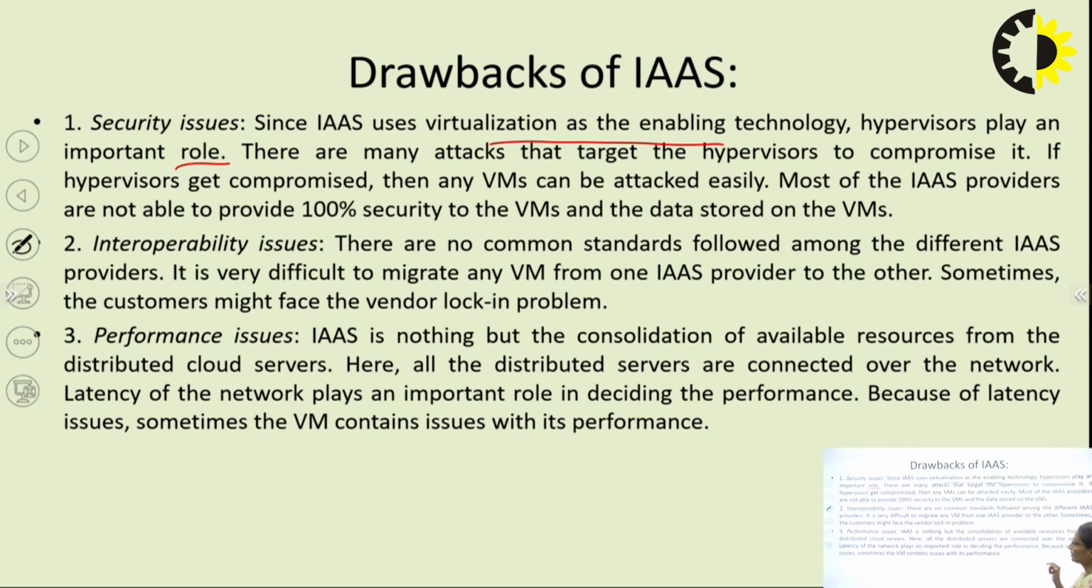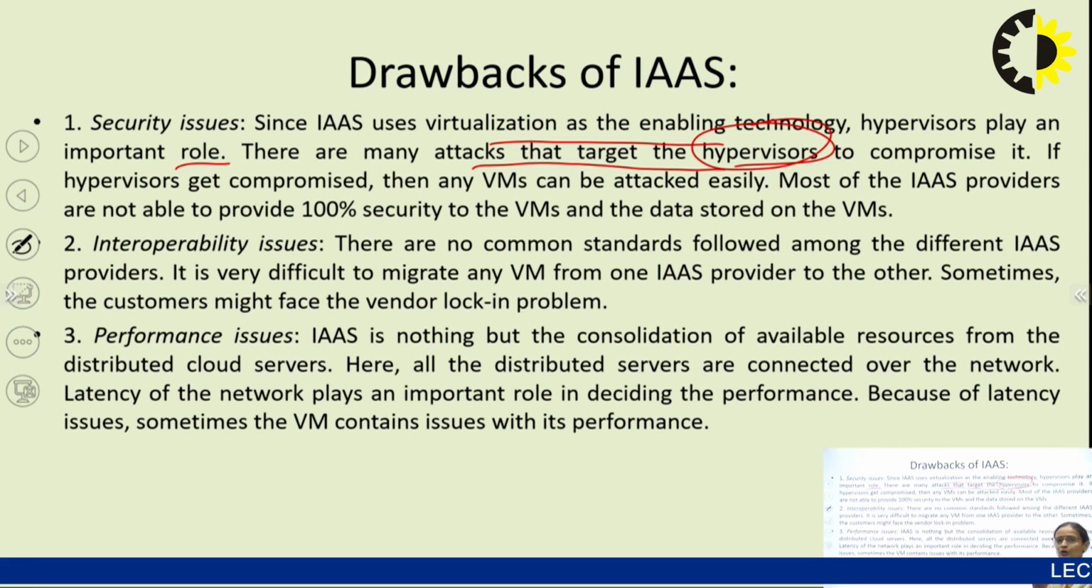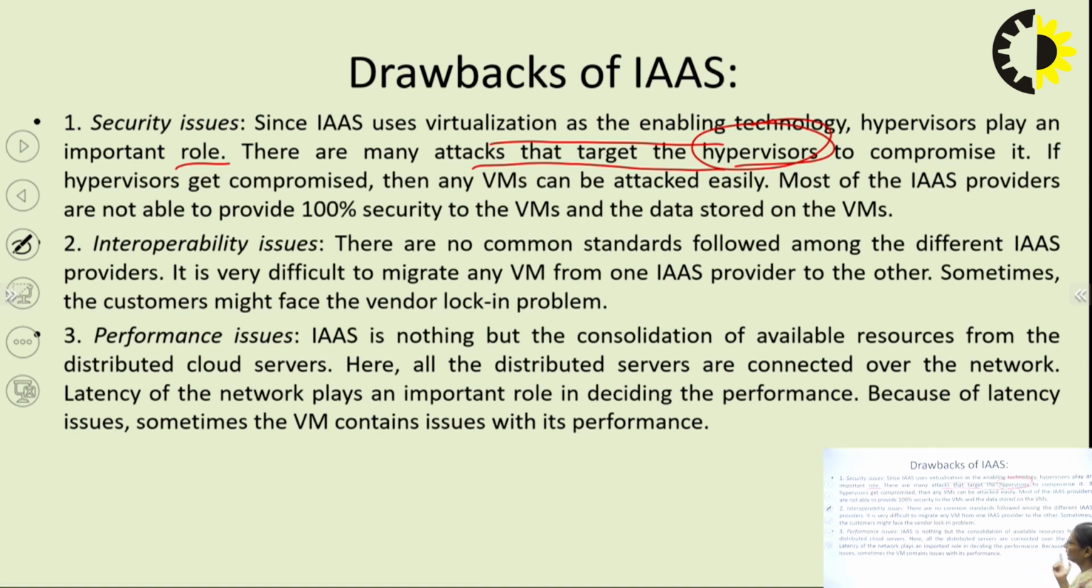And there are many attacks. In the current scenario, many attacks are targeted at these hypervisors, because if a hypervisor gets compromised, then all the virtual machines automatically come under the control of the attacker. So most of the attackers nowadays are targeting these hypervisors. If hypervisors get compromised, then any VMs can be attacked. Most of the IaaS providers are not able to provide 100% security. It is not possible in the current scenario, because every minute a new attack is generated.